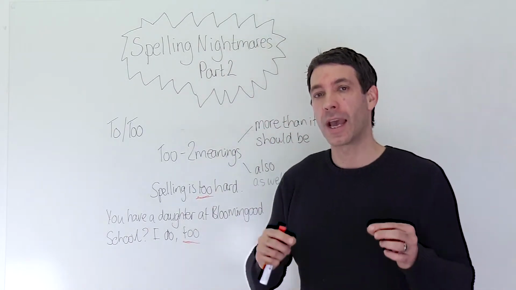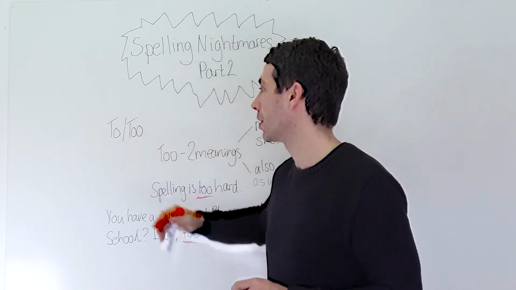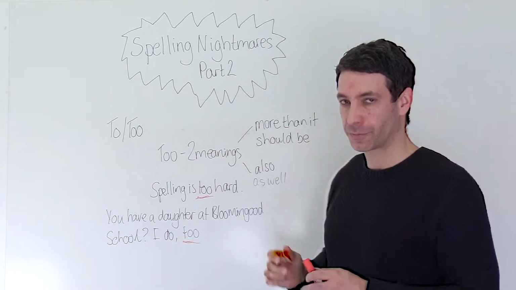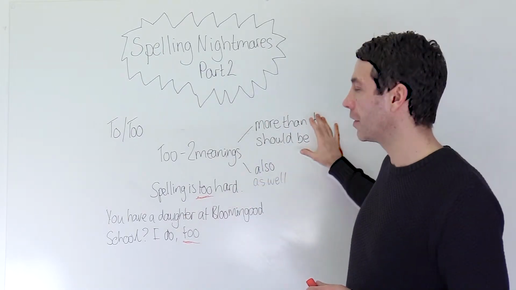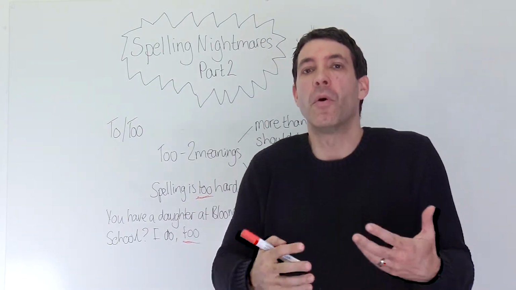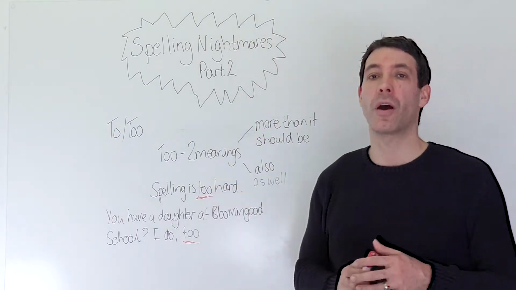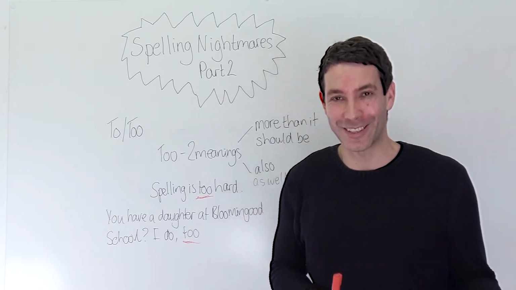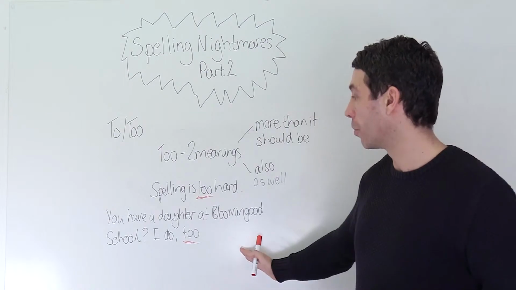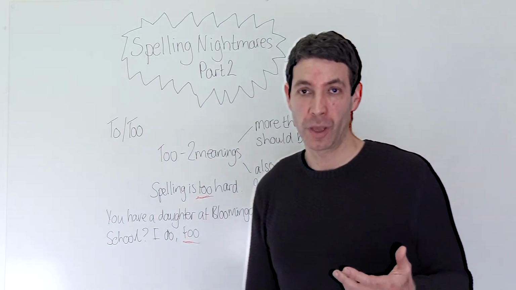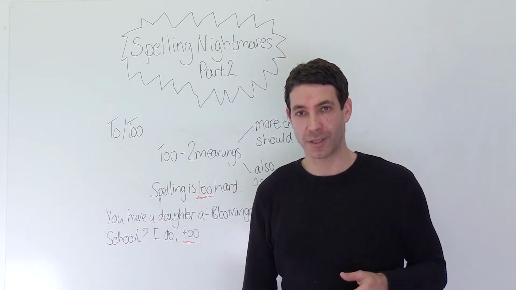Now the question is, how can you remember to spell to with two O's when you're using it in this case? Well, this little trick should help you. In both these examples, both these meanings of to mean more than, don't they, or in addition. So when we say that spelling is too hard, we mean that spelling is more hard than I'd like it to be. Or when we say you have a daughter at Blooming Good School, I do too, we're saying it's more than just your daughter at this school, my daughter is there too.